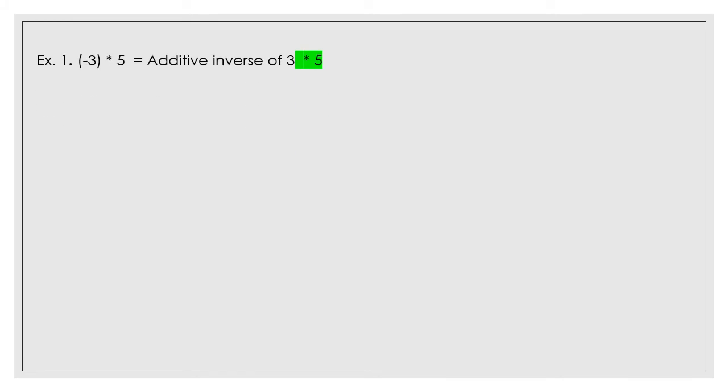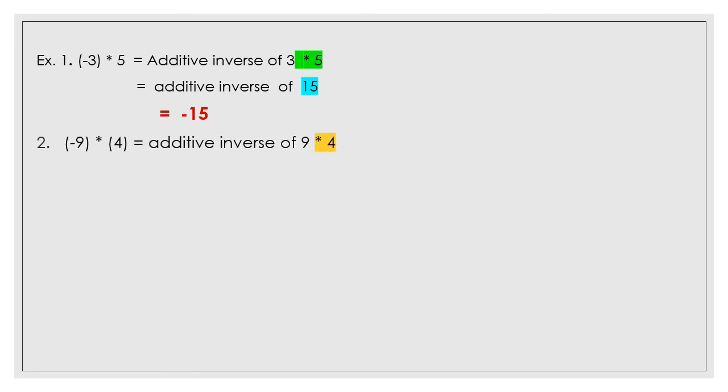Then, we have here negative 3 times 5. So, itong negative 3 is the additive inverse of 3. Then, times 5. 3 times 5 is 15. Then additive inverse of 15 is negative 15.